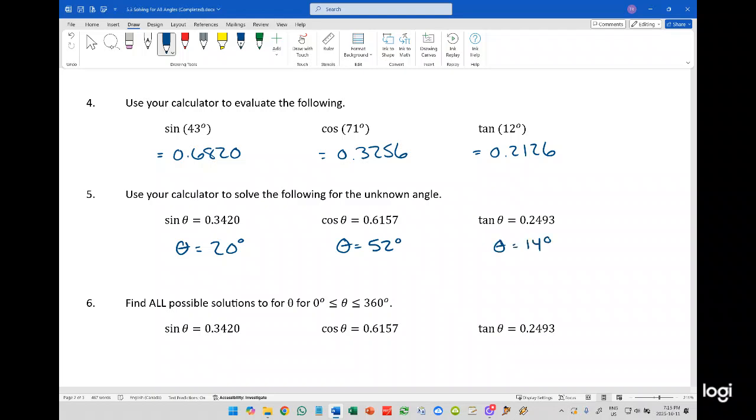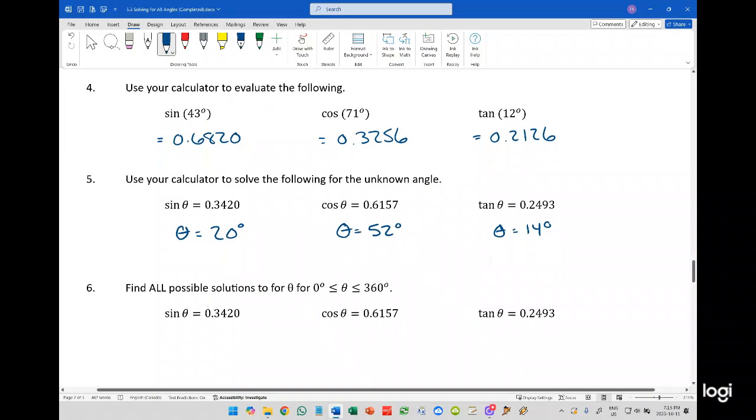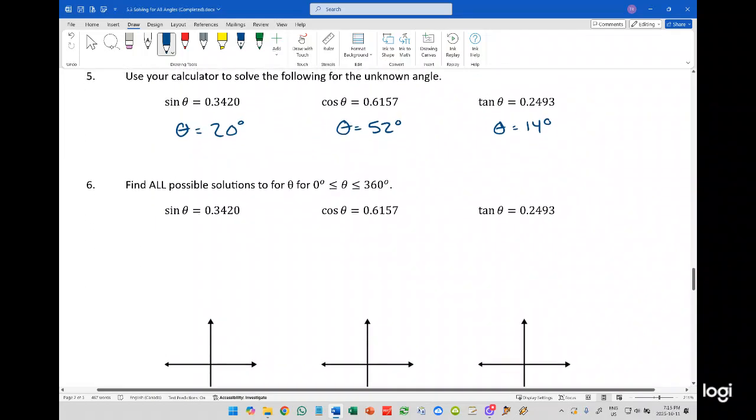Okay, so we've been doing that for a while too. The entire point of this lesson, though, is that that's actually not the only possible answers. That's the calculator answers, and the calculator will always give us the acute angle, the small angle, almost always the positive angle. So 20, 52, and 14 degrees are answers to those questions, but they're not the only answers to the questions. So here's what we have to do.